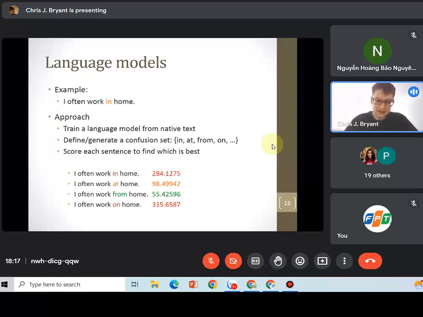So if we try in with this model, we get 284. If we try at, it goes down to 98. If we try from, it goes down to 55. And if we try on, it goes up to 315. So this shows that in this context, from is the most probable word in that gap, but at also fits and is also acceptable. That's a kind of problem with this approach, but it does show you how it can be used to detect errors: you can convert a low probability word in a position to a higher probability word in that position.